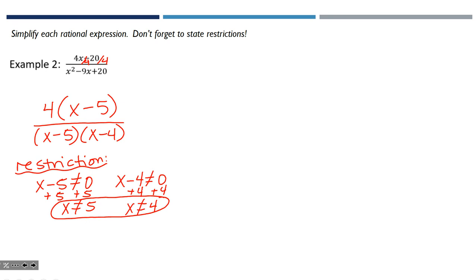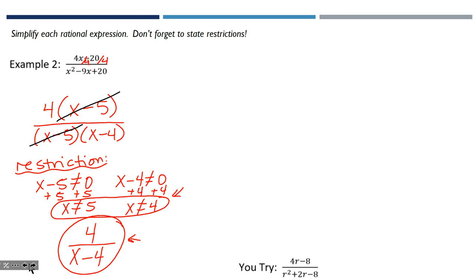Now step 4, I go up and I look and see, do I have common factors? I notice that I have an x minus 5 and an x minus 5 in both top and bottom. So when I cancel my common factors, all that I have remaining are just 4 over x minus 4. So circle that, and again, remember your answer is what you get when you reduce, and then what you get with your restrictions as well. So same thing as before.